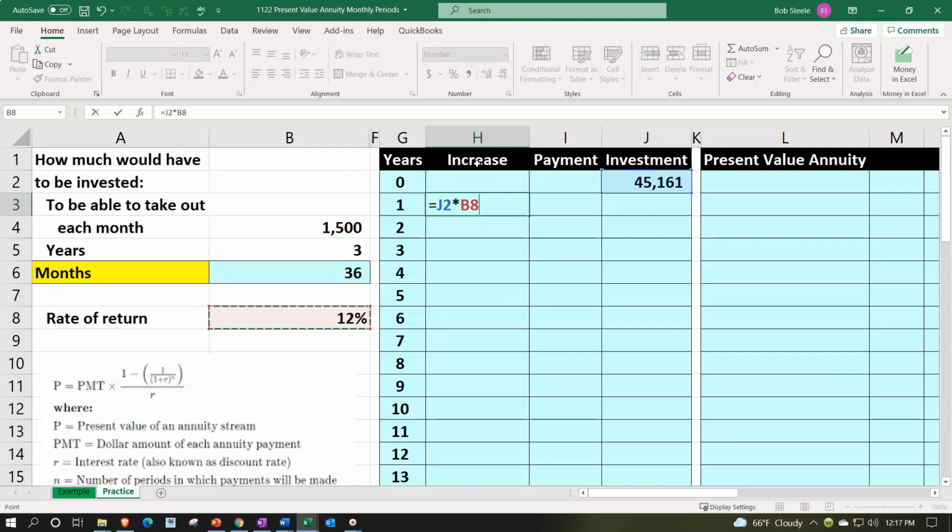But that 12% is the yearly rate. So I've got to divide that by 12. That's the tricky new twist.